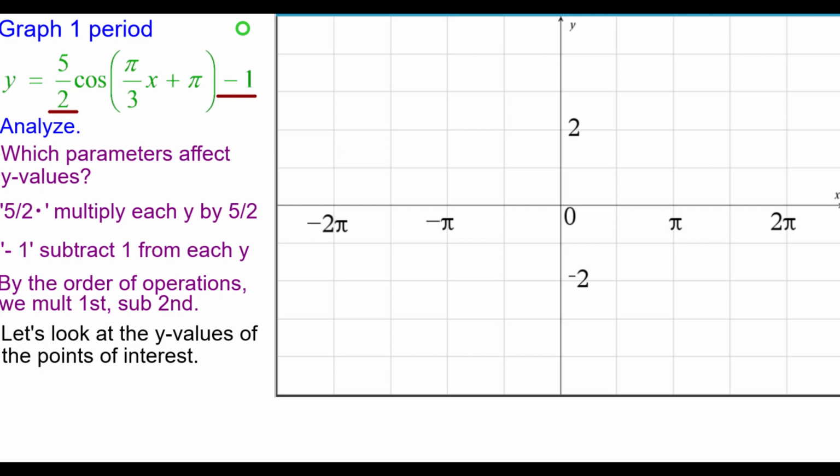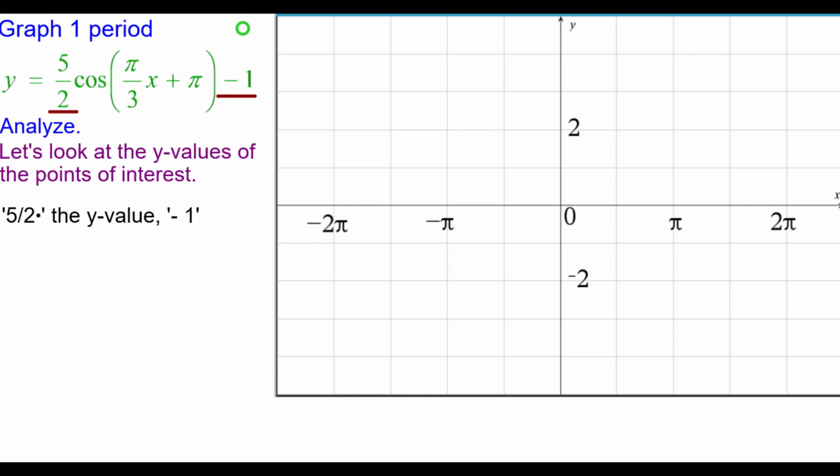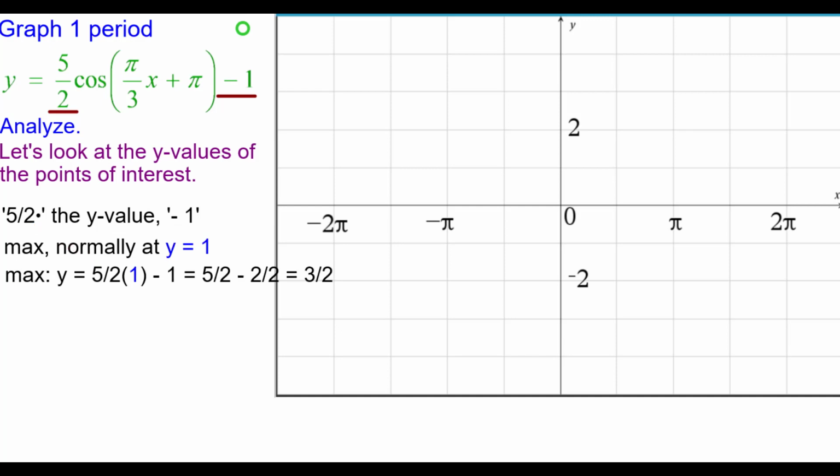Let's look at the y values of the points of interest. We're going to multiply 5/2 times the y value, then subtract 1. So the maximum normally is at y equals 1. So we're going to multiply that by 5/2 and subtract 1. So that'll be 5/2 minus 2/2 for 1, which is 3/2. That's where the maximum will be.